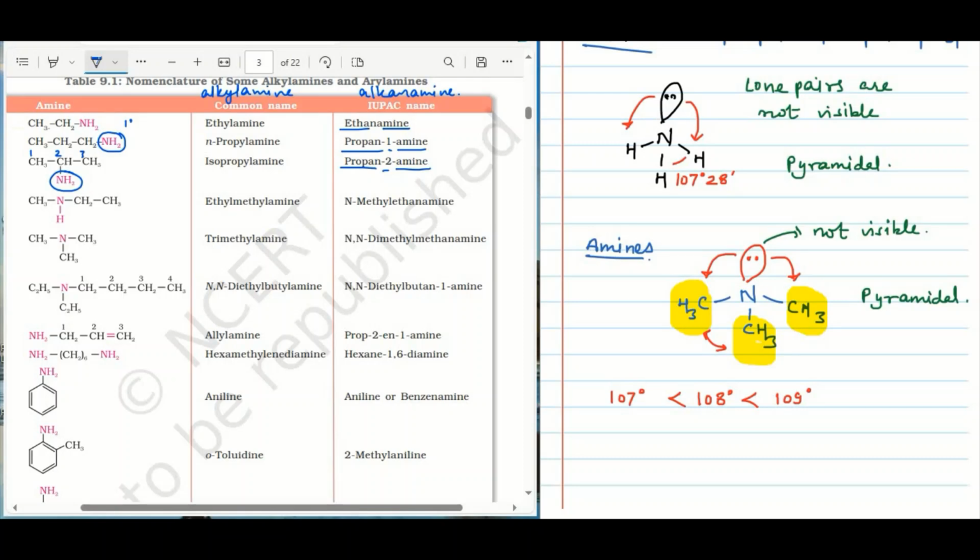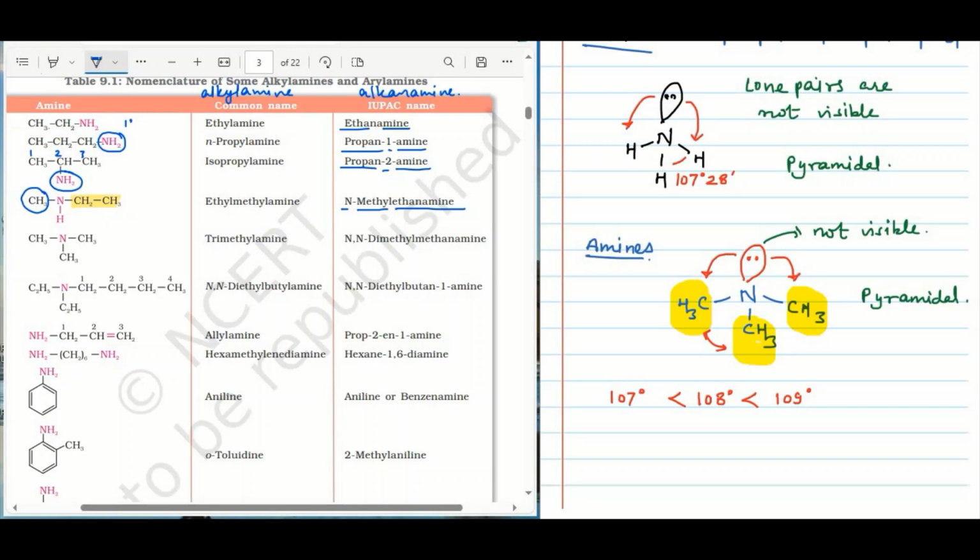In the next example, here 2 hydrogens of ammonia are replaced with 2 alkyl groups. One is methyl, the other one is ethyl. So select the longest carbon chain. Here the longest carbon chain is 2 carbon long, so the parent name will be ethane amine. And here methyl is bonded to nitrogen, so you have to write N-methyl ethane amine.